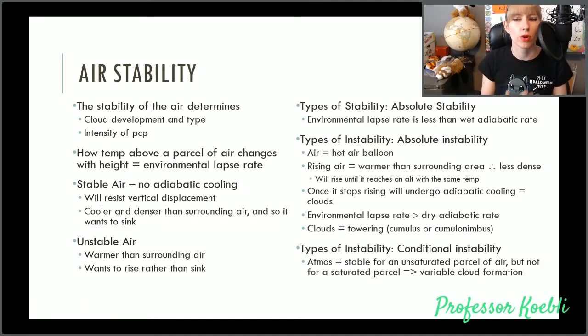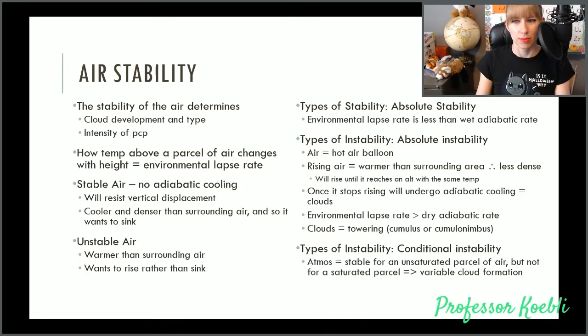Stable air will have no adiabatic cooling. This leads to widespread clouds with little vertical thickness, more like stratus clouds. Precipitation will be light to moderate, whereas if you have absolute stability, you're going to have an environmental lapse rate that is less than the wet adiabatic rate.